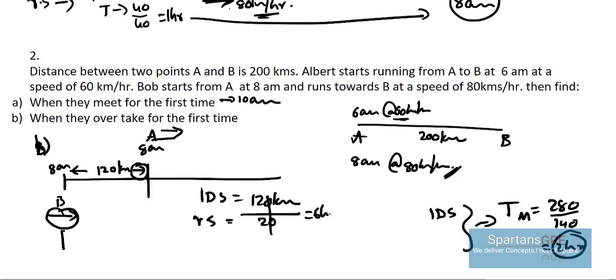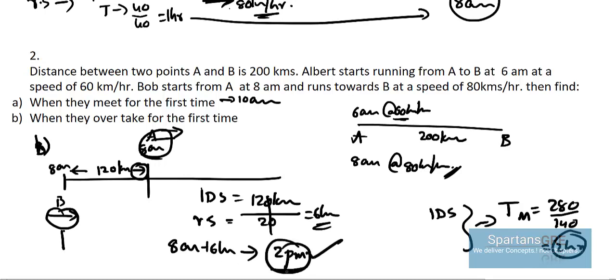So that will be 6 hours. 6 hours from 8 a.m.: 8 a.m. plus 6 hours, so 4 hours means 12 and then 2 p.m. So they overtake for the first time at 2 p.m. You can verify this using a diagram also, but you won't get the exact answer. I will tell you where exactly to use a diagram. So let's move on to our next question.